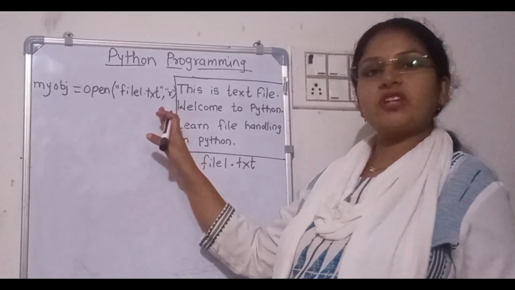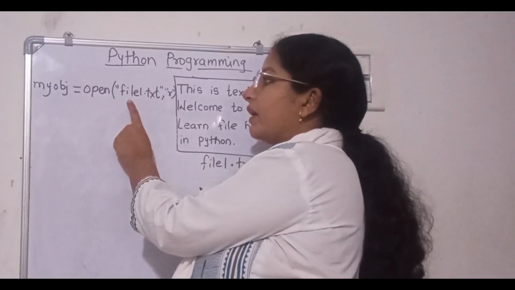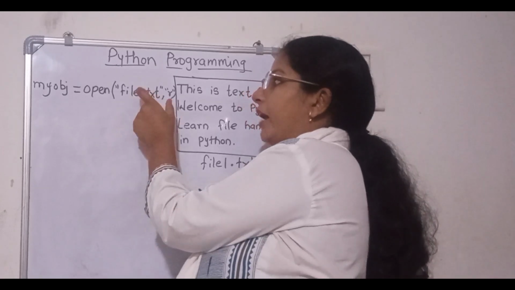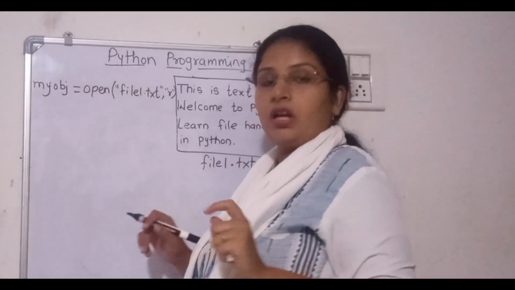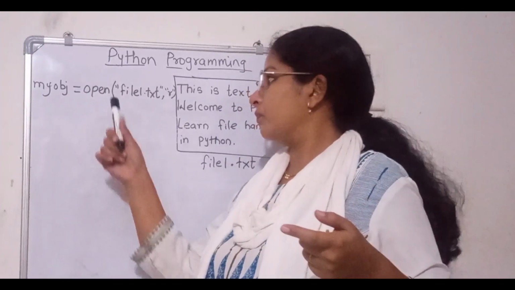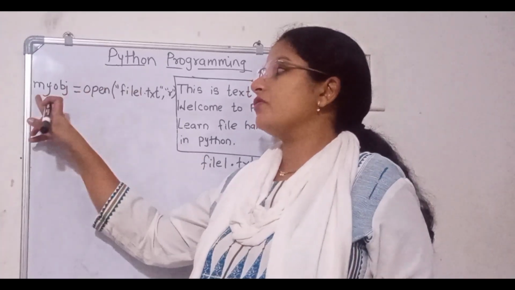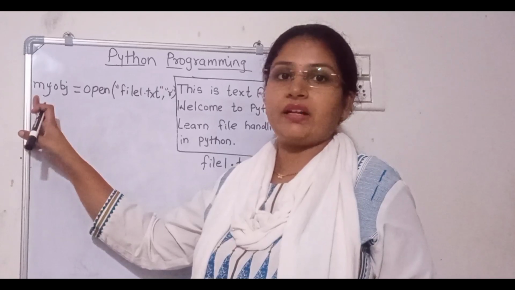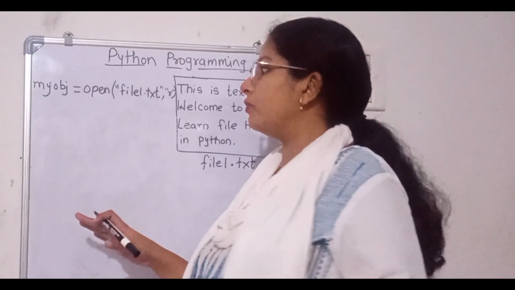Now here your object is created. What happened here? You have opened the file file1.txt and given all the access of this file to my object. Whatever functions or methods you use, such as read, readlines, those methods will be accessed by your file object or file handle only. With this, you are done with opening your file.